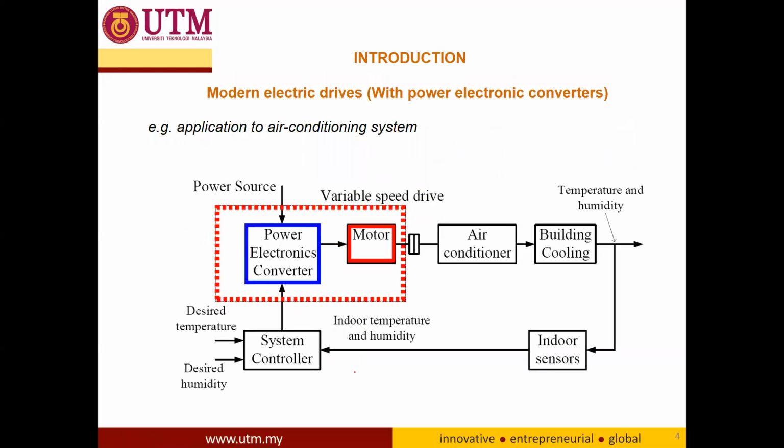So these are the applications of the adjustable DC motor drive. As we can see here, this is a compressor in the aircon system. We control the speed of the motor by controlling the power electronics converter switching.